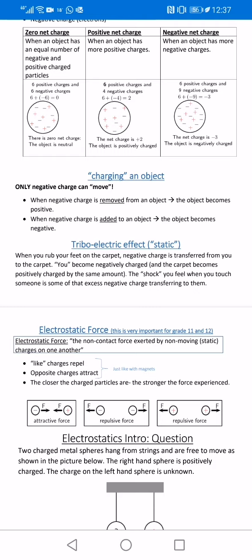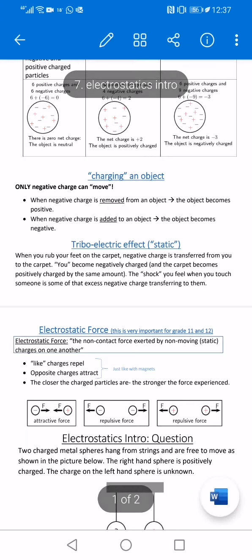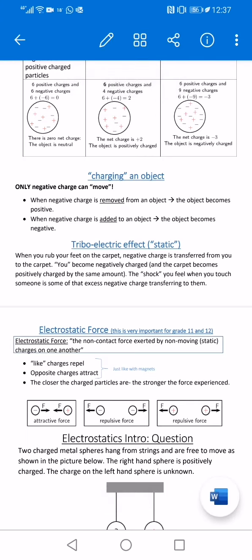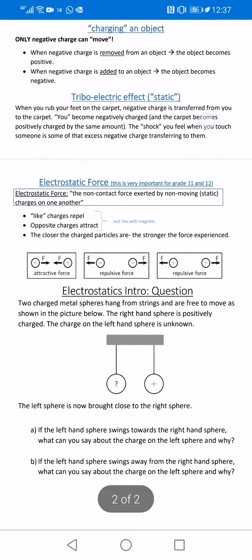And then when you go and touch someone and shock them, what you're actually feeling is the transfer of negative charge. Okay, so if you are now positively charged and you touch somebody, then electrons are going to flow from them into you to try and neutralize your charge, and that's the shock that you feel, that movement, that transfer of electrons.